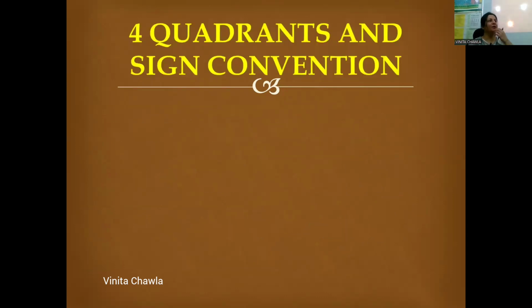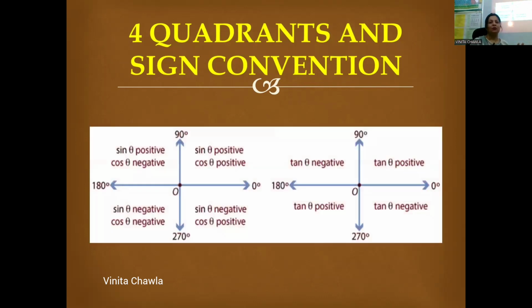Next we have, see, we consider 4 quadrants here, and there is sign convention for trigonometric ratios. So in the first quadrant, which one is the first quadrant? This 0 degree to 90 degree is the first quadrant, and 90 degree to 180 degree is the second quadrant, and 180 degree to 270 degree is the third quadrant, and the fourth quadrant is 270 degree to 0 degree. Okay. So yes, this is our first quadrant, this is our second quadrant, this is the third quadrant, and this one is the fourth quadrant.